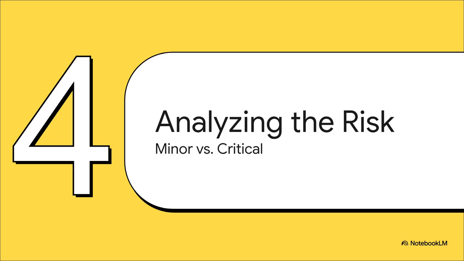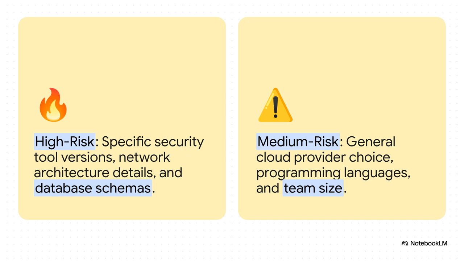All right, so once you get some answers back, the next step is analysis. Because not all exposed information is a complete disaster. It's absolutely crucial to figure out what's just a minor issue versus what's a critical red alert vulnerability. So for example, an AI knowing you use, say, AWS is a medium risk. It's pretty general knowledge. But an AI knowing the specific version of a security tool you're running, or your detailed network architecture or your database schemas, that's high risk. That's actionable intelligence for someone with bad intentions.